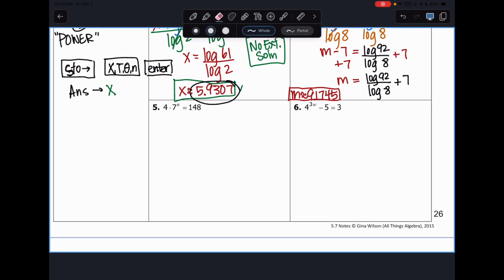Okay. Is 7 to the nth power the power that has the unknown by itself yet on number 5? Nope. So what do we do? We need to get rid of the 4, and it's going to be by dividing by 4. Always check: 148 divided by 4. Is it divisible? Yes. So I'm going to put 7 to the n equals 37.